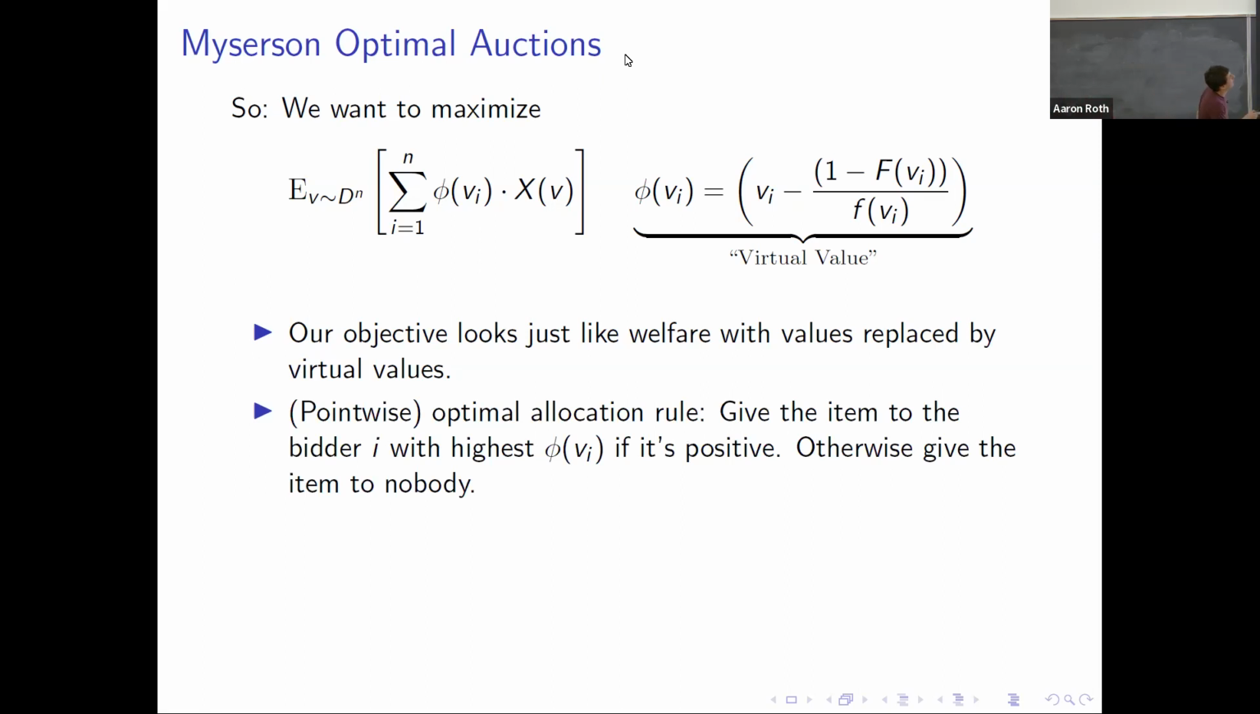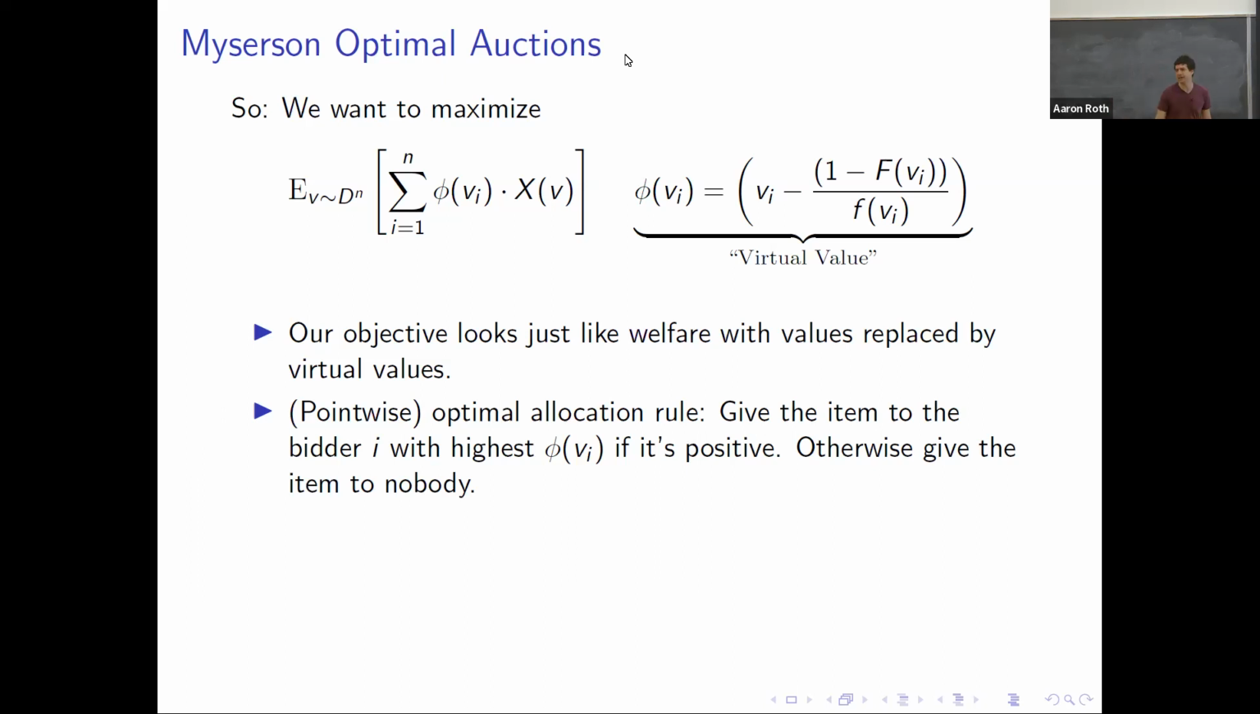Well, not quite, because the virtual values don't have to be positive numbers. Right? What's the virtual value? It's your value for the item minus something, it depends on the distribution. So the virtual values could be negative. So I don't necessarily want to give the item to the person who has the highest virtual value. I want to give the item to the person who has the highest virtual value if it's positive.